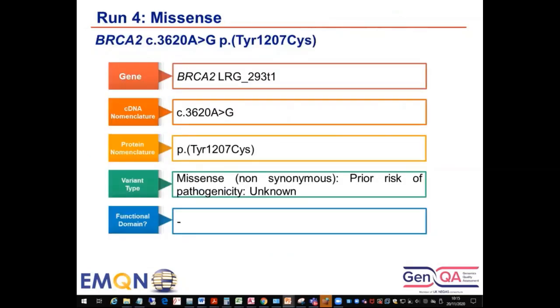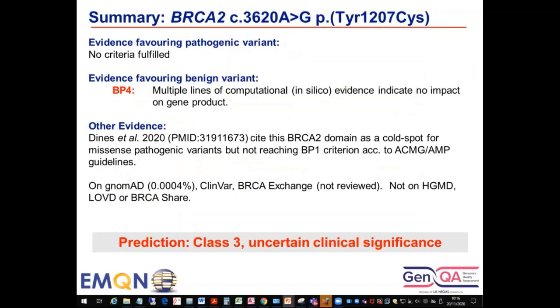The next variant is a missense variant, this time in the BRCA2 gene. This variant is c.3620A>G. And at protein level, it's tyrosine 1207 to cysteine. This is again a missense variant, and the prior risk of pathogenicity is unknown. So the evidence favouring a pathogenic conclusion for this variant, there were no ACMG criteria fulfilled.